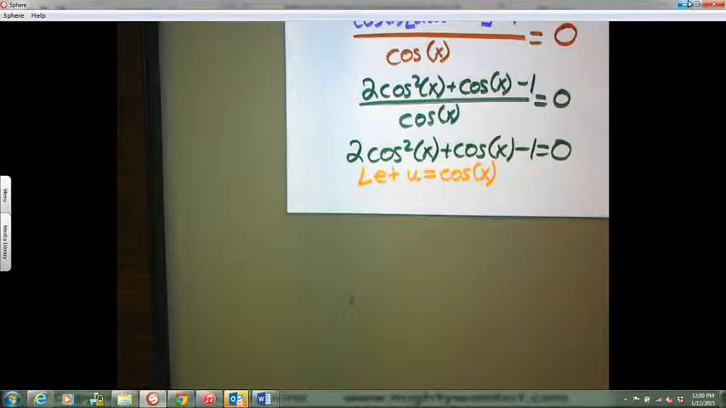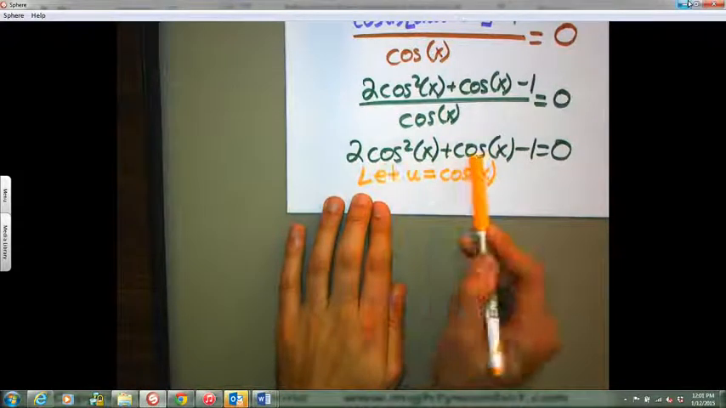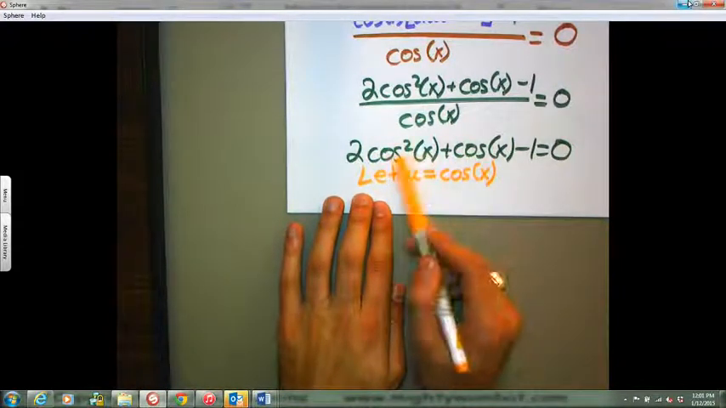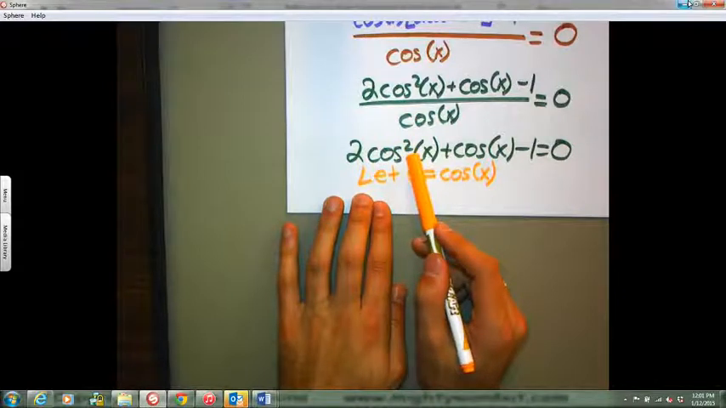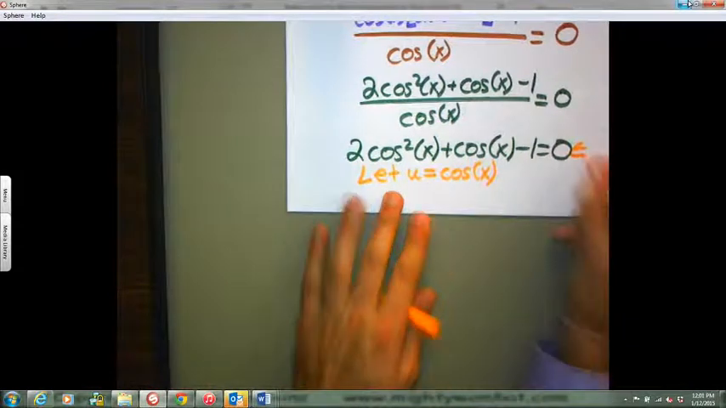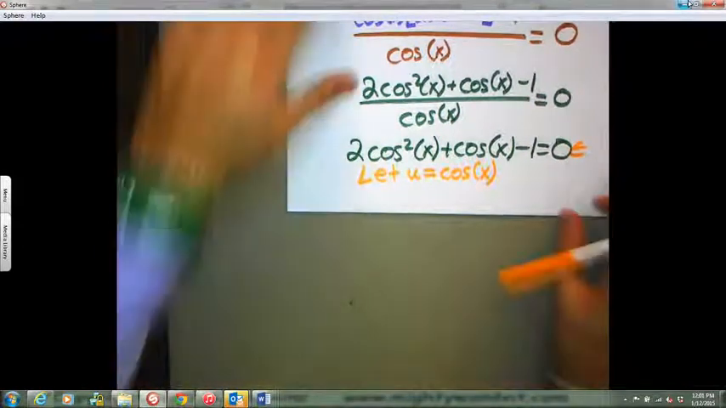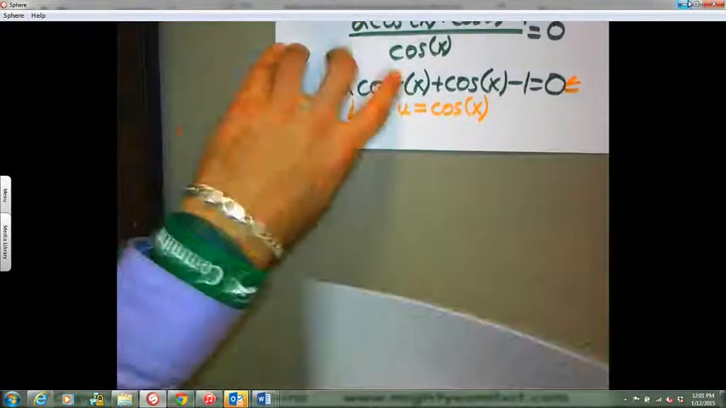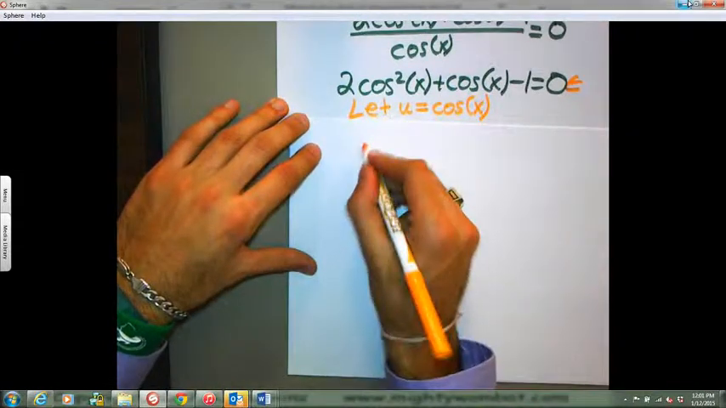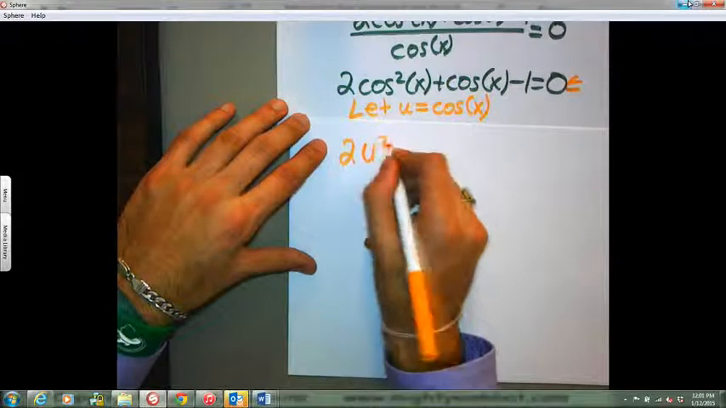The reason we know to make u cosine of x is because the cosine term appears twice and the cosine term is squared. So u equals cosine of x. Now rewrite this using u's instead of cosine. That'll make your life much easier. Rewrite this as 2. Instead of cosine squared, put u squared. Instead of cosine, put u, and instead of 1, well, just put 1.